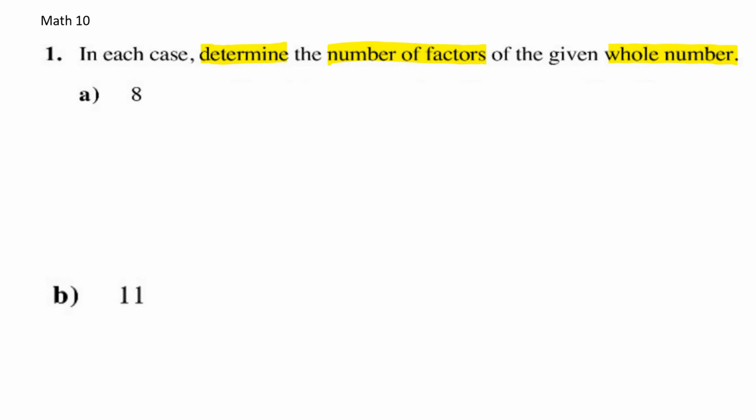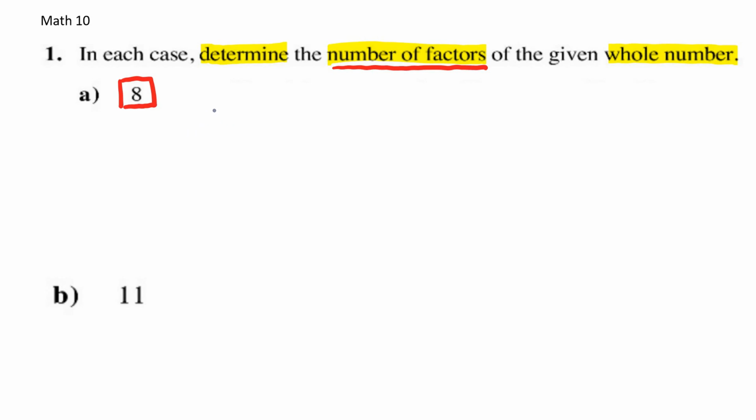This is the homework video guide on prime factors, and for the very first question we need to determine the total number of factors of the given whole number. The very first whole number given to us is 8. All we need to do now is determine the number of factors, so we need to look for numbers that multiply to 8.